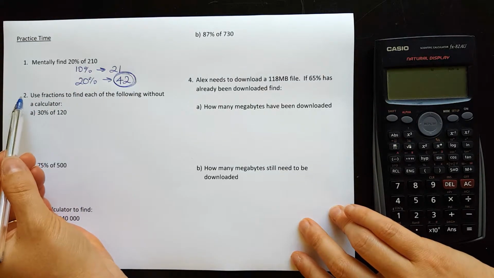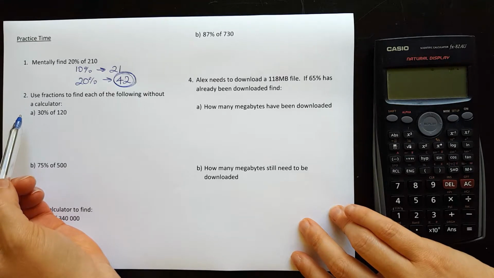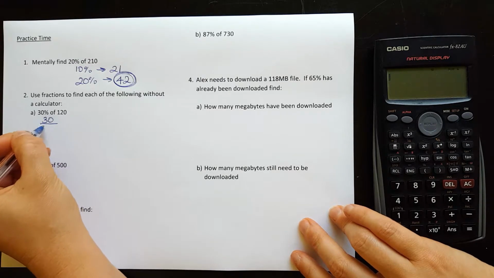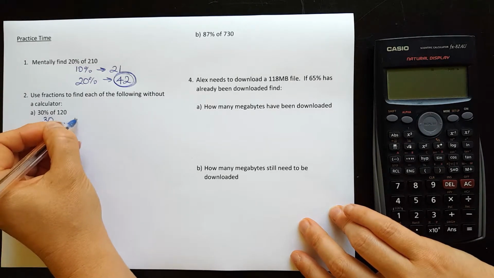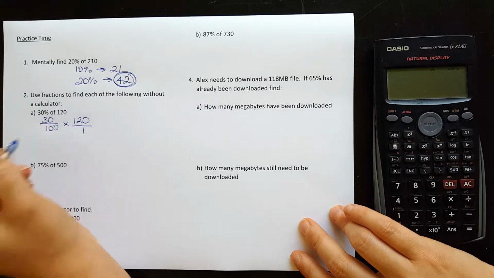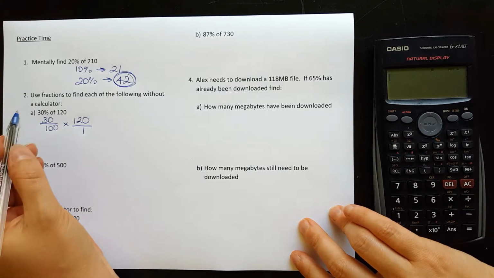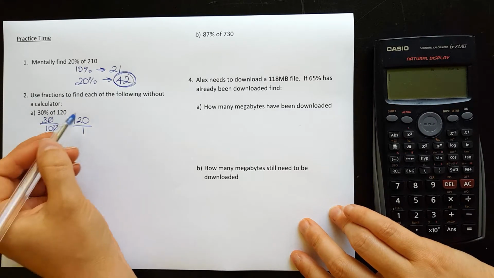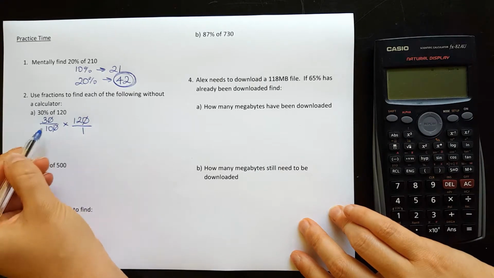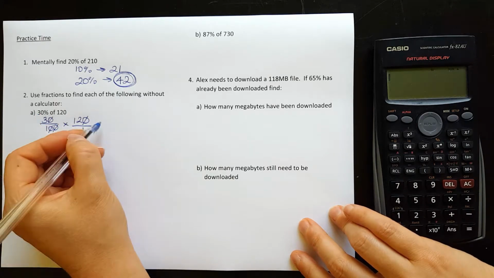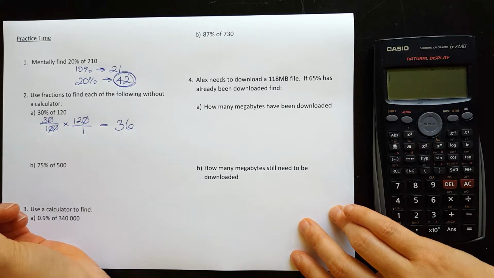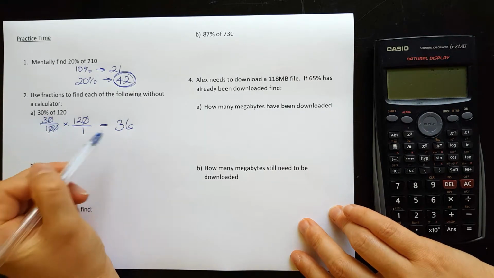Question 2, we want to use fractions to find each of the following without a calculator. So using our fractions, 30% is 30 over 100. Of means times by 120. We put that over 1 and we try to simplify our fractions. I can divide 30 and 100 by 10, and I can divide by 10 out of there and there as well. So I've completely divided away my 100. So all that is left is for me to do 3 times 12, and that makes 36. So 30% of 120 is 36.